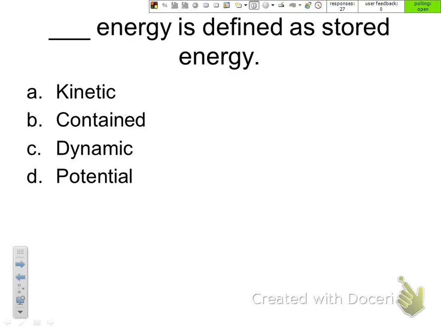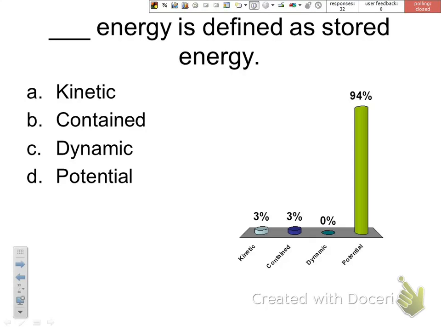So 3%. I need final answers in 5, 4, 3, 2, 1. All right, good. 94% of you said potential. For the one person that said kinetic, what's kinetic? Energy of motion. Have we talked about contained energy? No. Okay. All right, next question.